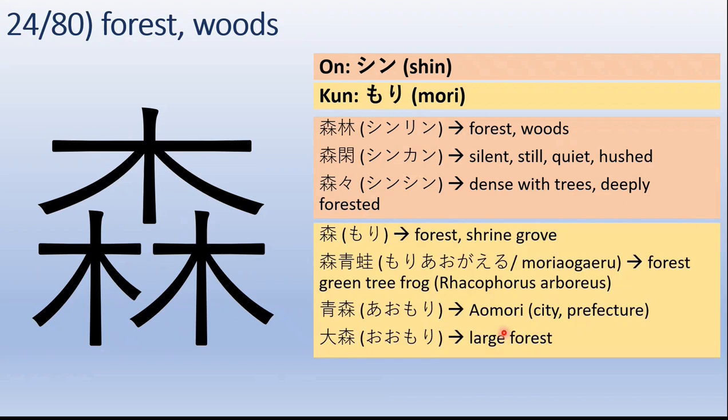In Kun'yomi, we have mori as forest or shrine grove. Then we have mori ao gaeru. So this is mori ao gaeru, which means forest green tree frog or Rhacophorus arboreus. So this is a tree frog basically.